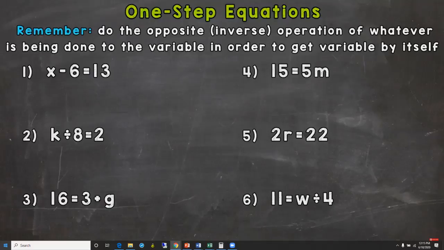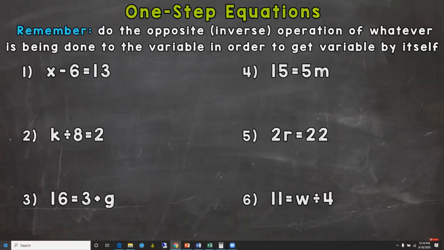Again, the main goal is getting the variable by itself. And just to reiterate, inverse means opposite. It means to do the opposite. So addition, the inverse would be subtraction. Multiplication, the inverse would be division. So let's jump right into number 1 here and see how we solve one-step equations.